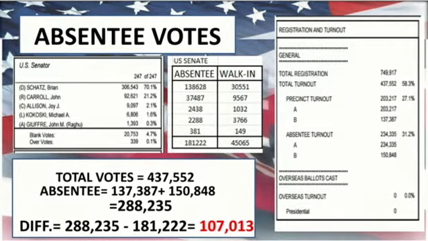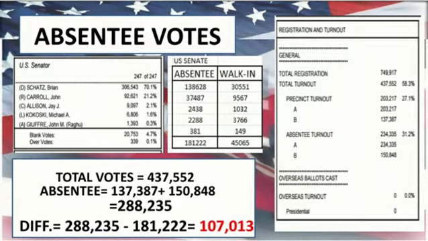This is the senator race. I hope you can see this. The senator race, if you add up all the votes, it's 437,000, because we're assuming that the same amount of people that voted for the Senate race voted for the presidential race. And that was 437,552 people.